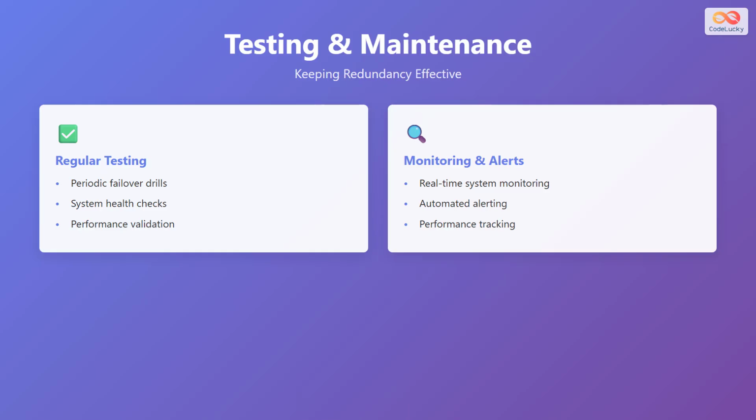Redundancy requires ongoing testing and maintenance to remain effective. Regular testing includes conducting periodic failover drills to ensure backup systems work when needed, performing system health checks to identify potential problems early, and validating that all components perform as expected. Monitoring and alerting systems must continuously observe system performance in real time, automatically notify administrators of issues, and track performance metrics. Without regular testing and monitoring, redundant systems can fail without anyone knowing until a real disaster occurs.